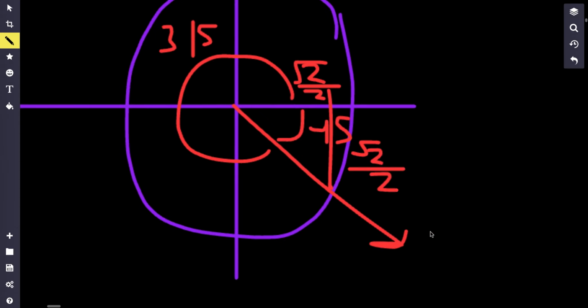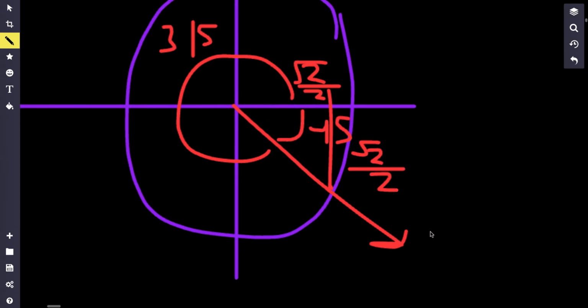However, because we're in the 4th quadrant, our sine value is going to be negative. So cosine of 315 is equal to root 2 over 2. And then sine of 315 degrees is going to be negative root 2 over 2. Because remember, we're in quadrant 4. So over here, we're going root 2 over 2 units downwards, right, to this point. And if we're going down, then that means our y value is going to be negative.